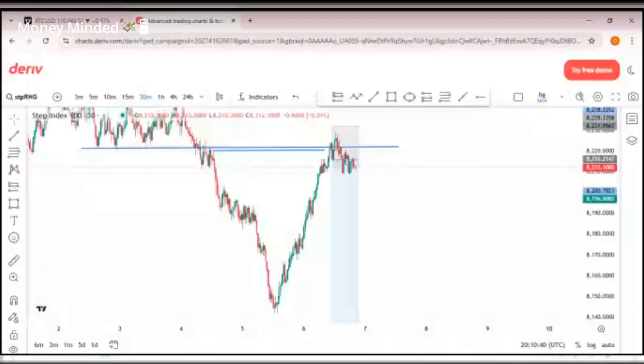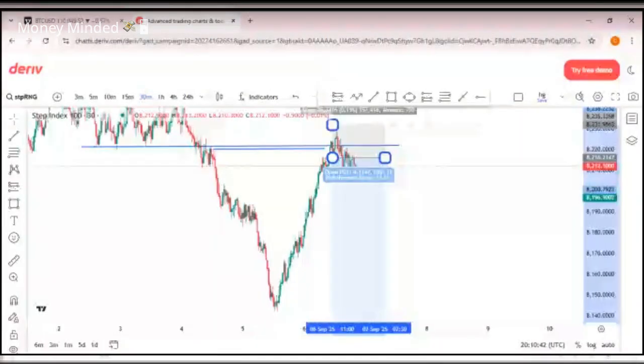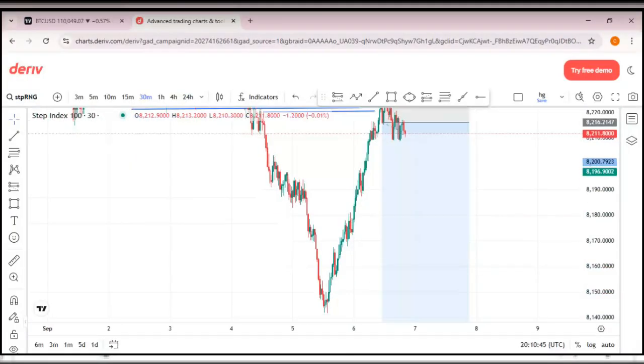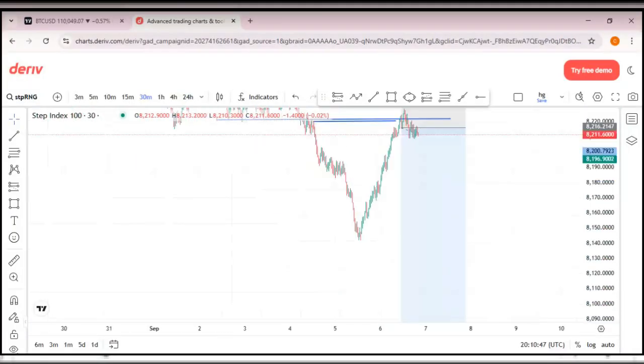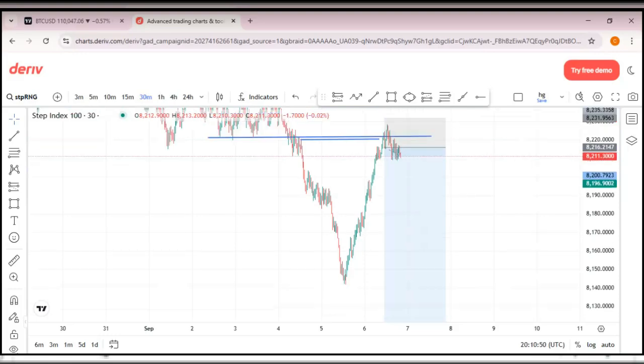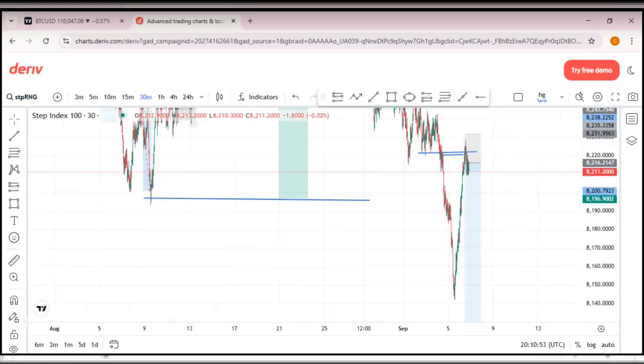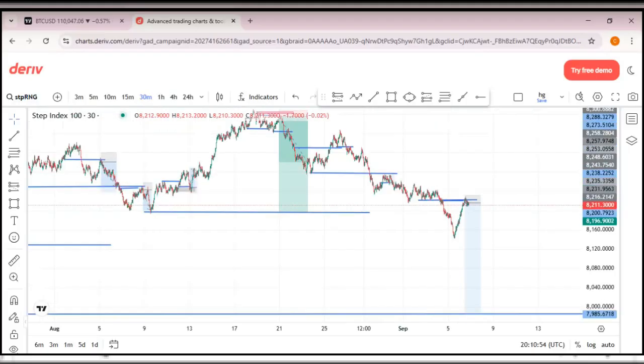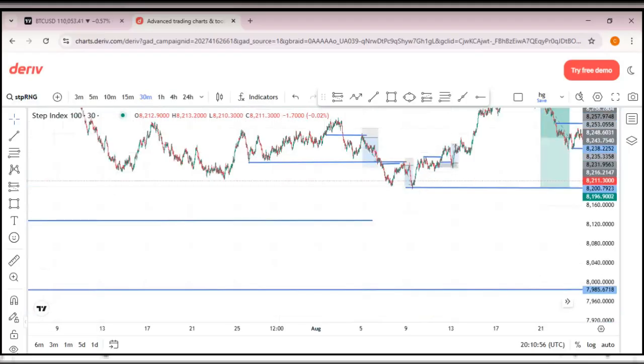So now this is another nice zone. This is a very beautiful entry zone. So let's see. Somebody should mark this out and see if it plays out. Let's see if it plays out. So it is a nice zone. It's a very nice zone.